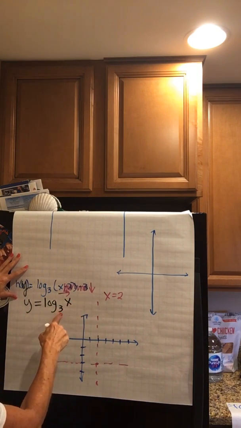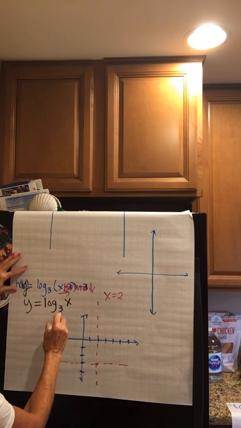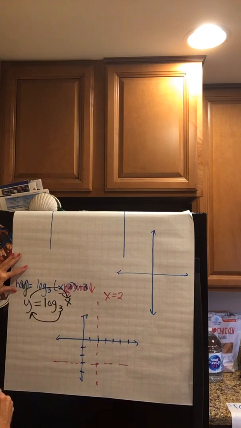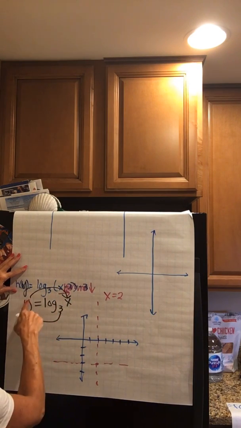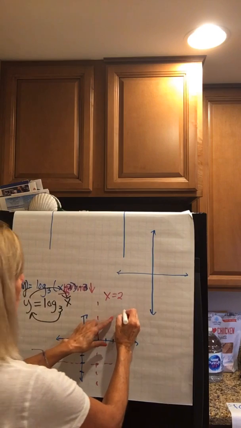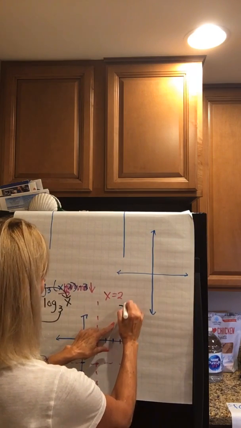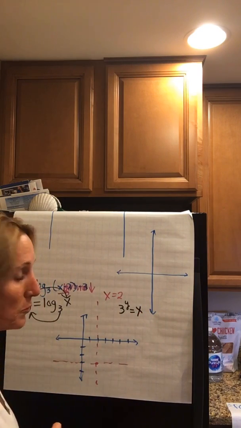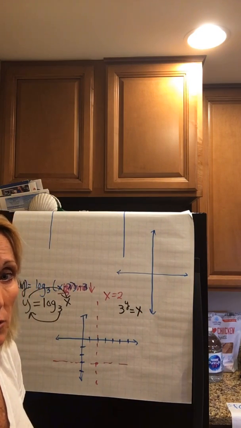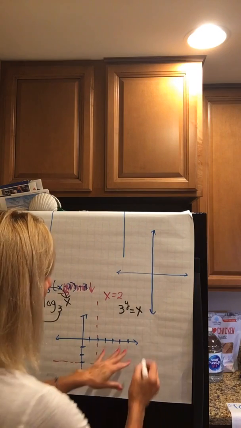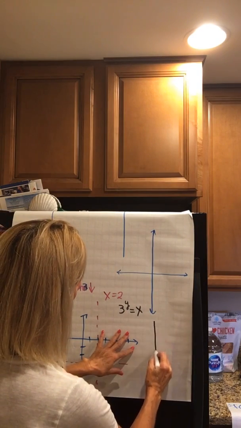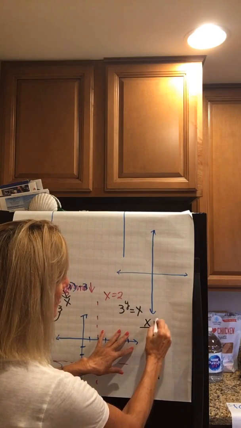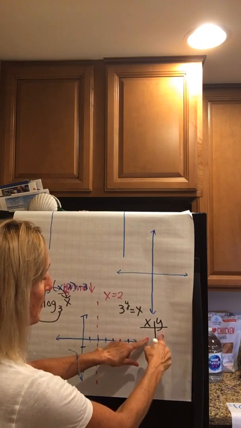So I start at the base. You always start at base. 3 to the y equals x. So when I rewrite this, I've got 3 to the y equals x. Okay, so I come over here, and I've got x, y, and then I'm going to put my parent graph points.